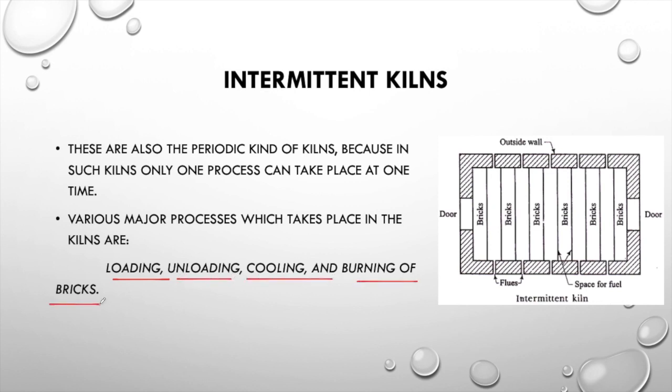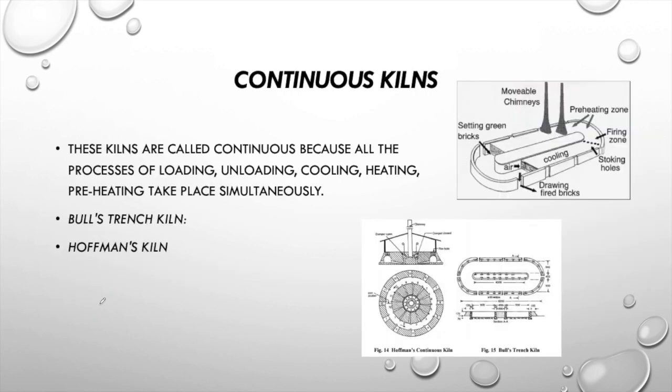Okay, so this is an intermittent process in which first of all a stack is taken into the kiln, and after the total operation of burning it is taken out. In the continuous kiln, this operation is done simultaneously. Feeding is done from one side, and drawing of the fired brick is done from the other side. There are two examples of the continuous kiln, Bundt-Trench or Hoffman kiln. You can see the example here. This is the Hoffman continuous kiln and this is the Bundt-Trench kiln.